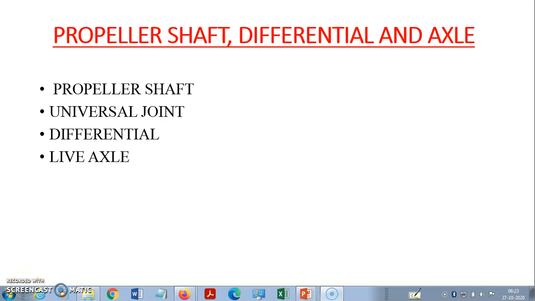Good morning, students. In the last lecture we discussed what a propeller shaft is and what a universal joint is, and we started the introduction of the differential. What is the purpose of the differential? Let us see what we have learned.